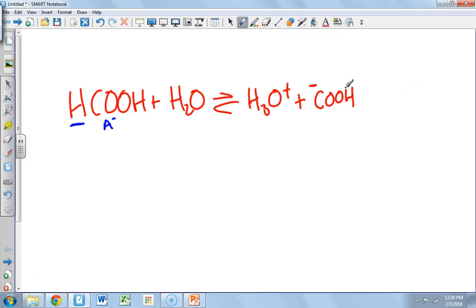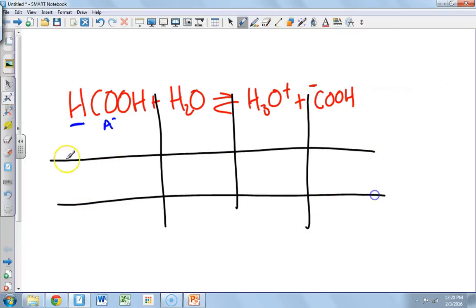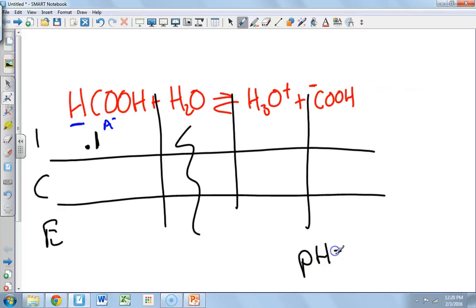Okay, now what do we do from here? I am keeping the reaction completely the same. That's the whole idea. Now, it said the concentration of the formic acid was 0.1 molar. So we're going to do an ICE table, and this is 0.1 molar here. Water is a liquid, and this is a water-based solution, so we don't need that. Now, we were also given that the pH equals 2.38.